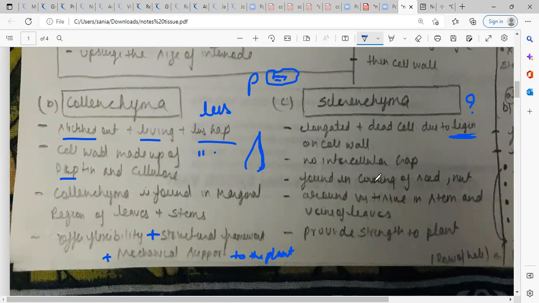Next, where is it found? Covering of nuts, around vascular tissues in stems and in veins of leaves. It is found in the covering of seeds. You have seen the coconut, it is very tough, very hard, right? Why? Because of the presence of sclerenchyma. Next, it provides strength to the plant. Clear? Yes, ma'am.